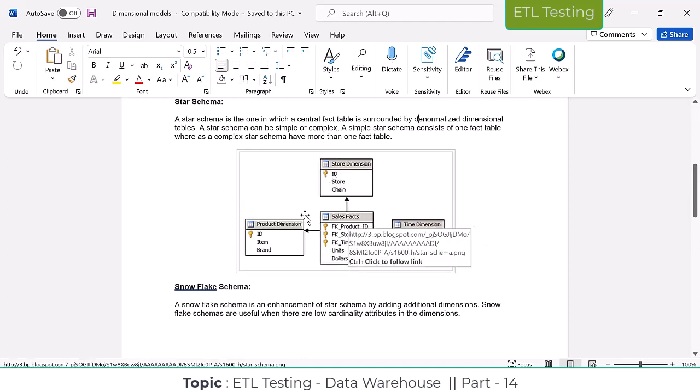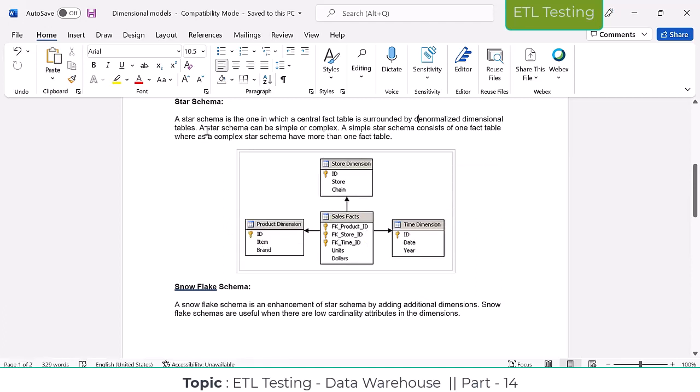Clear, guys? What is the dimension? What are the dimension attributes? What are the business keys? What are the foreign keys? What are the measures? These are the naming conventions we are going to talk about frequently in real time, guys.